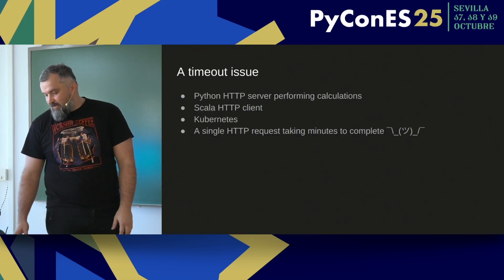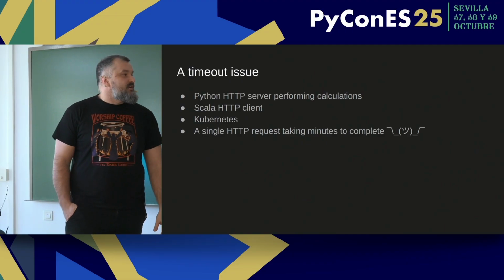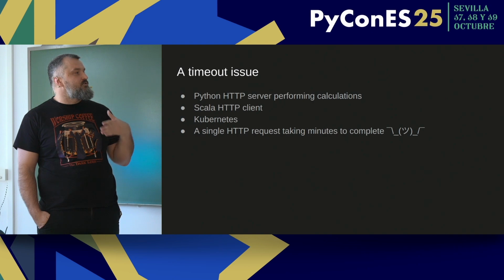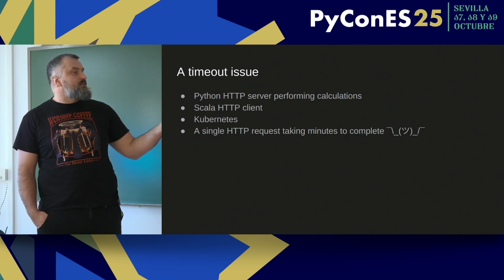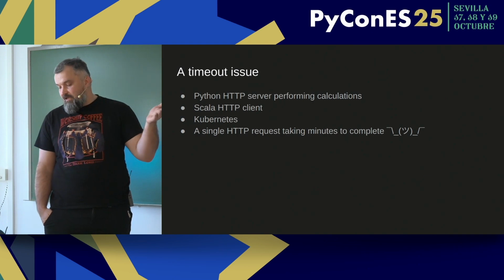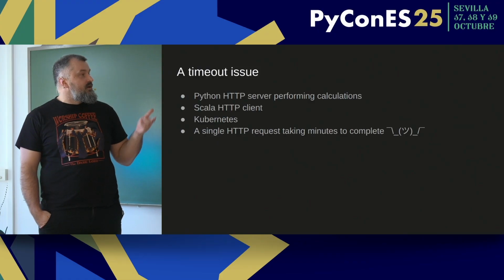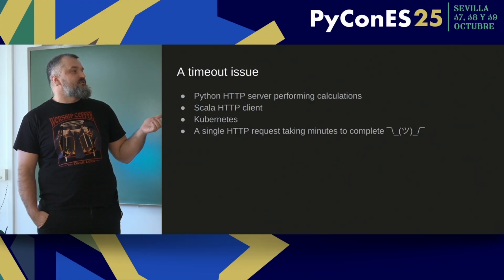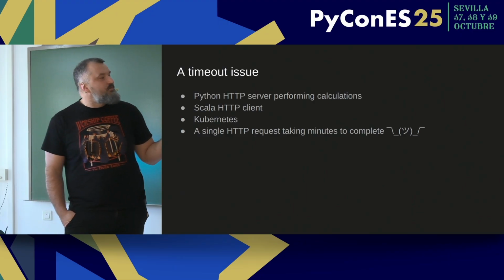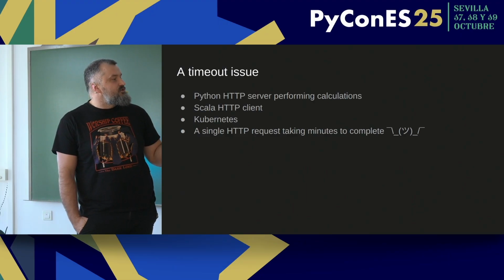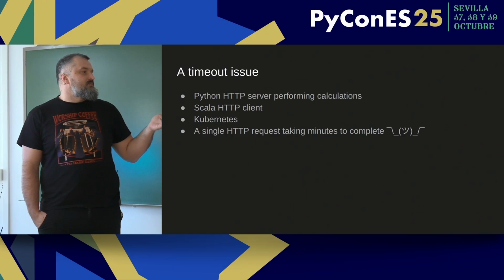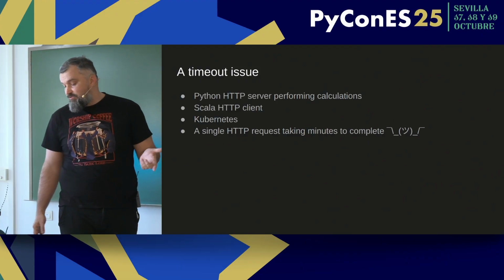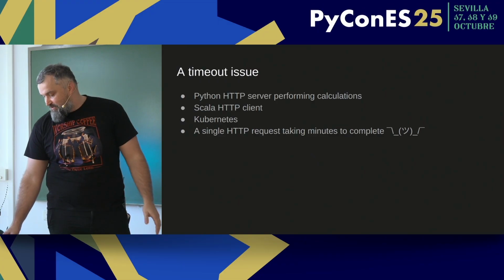Another story time, about timeouts. This time, we had a Python application that was doing calculations. You send the CSV input, and depending on the number of rows, it was taking some time to produce results. And we had a Scala HTTP client running in Kubernetes. Of course, everything worked in the developer's environment, on the local machine. And sometimes the HTTP request took minutes to complete. Not the best solution to use HTTP, but it is what it is.